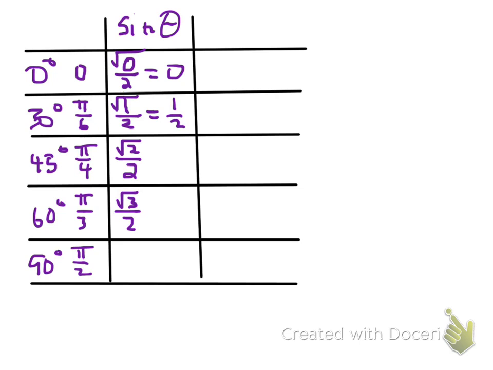Every denominator is 2. Every numerator is the square root starting with 0. Square root of 1, square root of 2, square root of 3. What would we expect the next one to be? Square root of 4 over 2, which is equal to 2 over 2 or 1. Didn't we find that the sine of 90 degrees was 1 earlier?